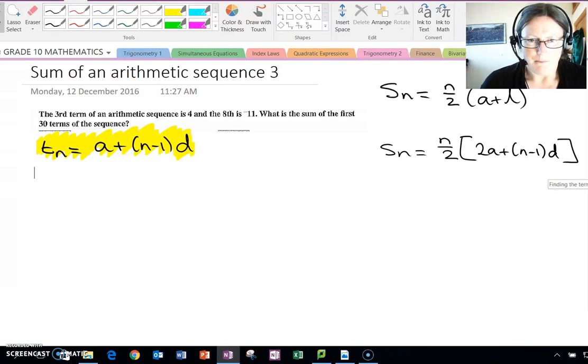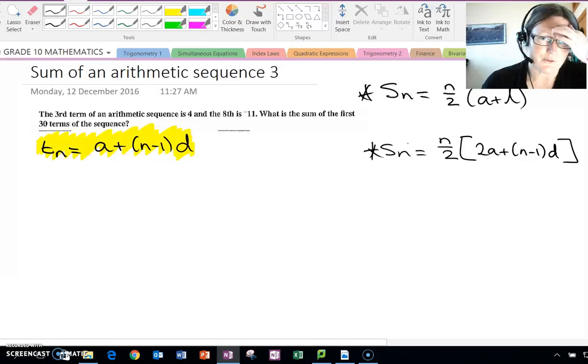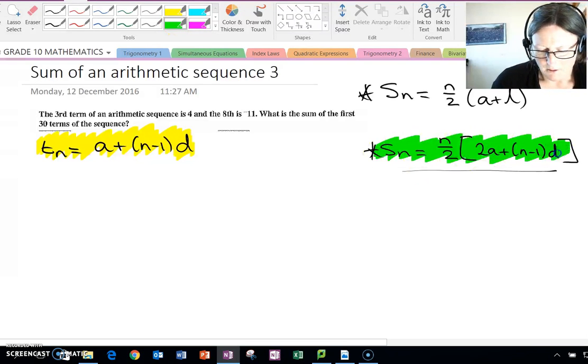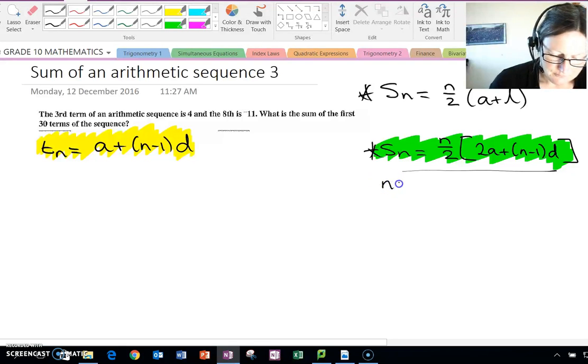So to find out the sum of terms, we either use this formula or this formula. For the first formula, I need to know the first term and the last term. I don't know either of those, and I don't have enough information to work out the last term from this. So I'm going to have to use this formula here. But I need to do a little bit of work before I can work out that formula, because I know that n is 30, but I don't know A and I don't know D.